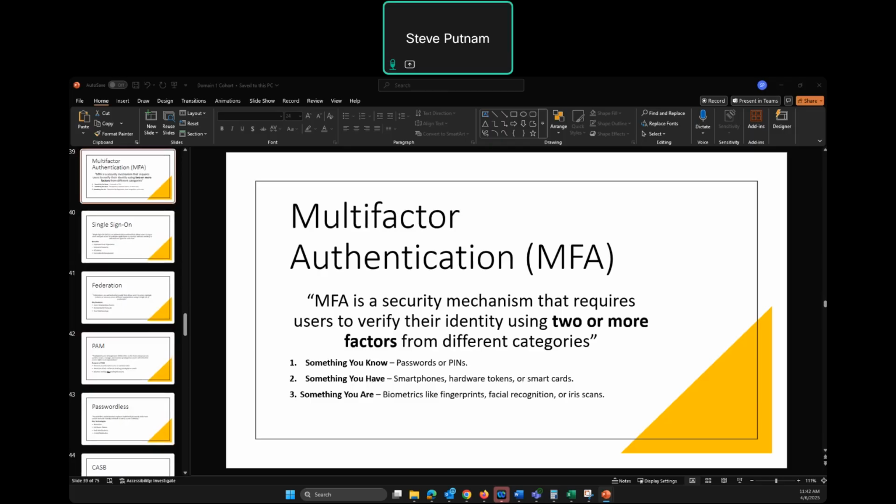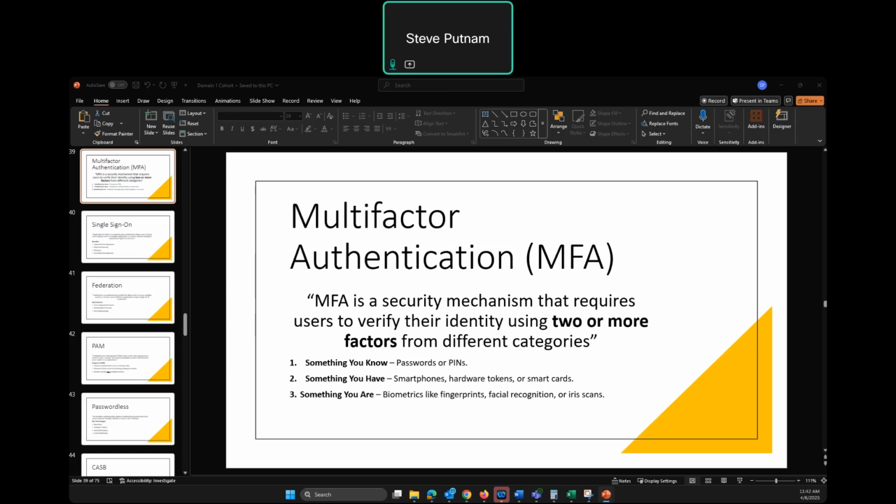All right, so what is MFA? It's a security mechanism that requires users to verify their identity, right? Again, MFA is critical to zero trust. It will be incorporated into zero trust, but it allows them to identify their identity using two or more factors.